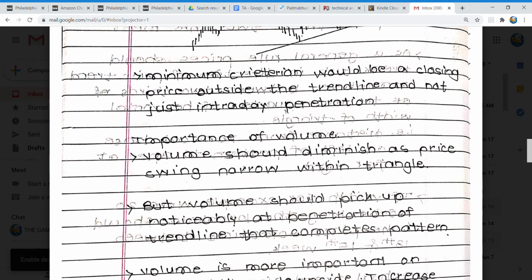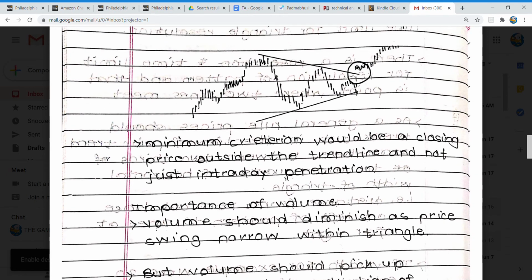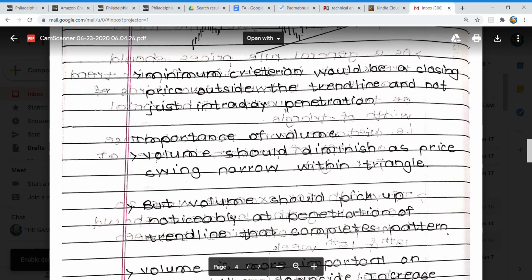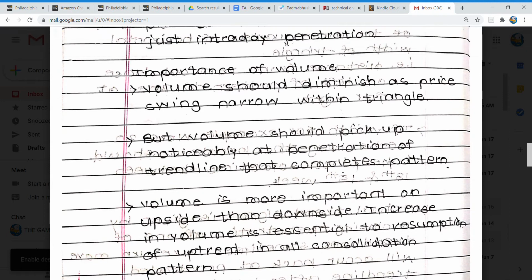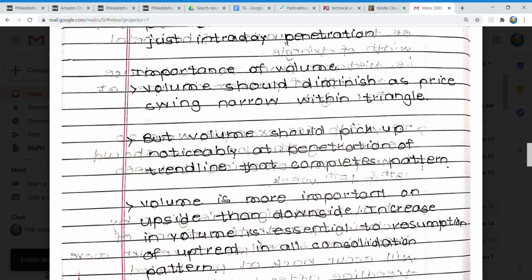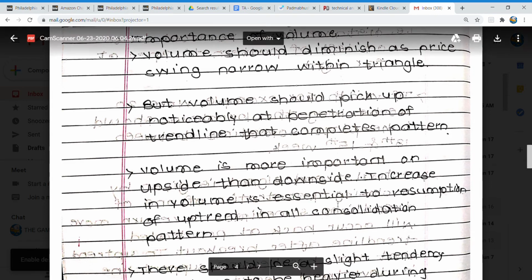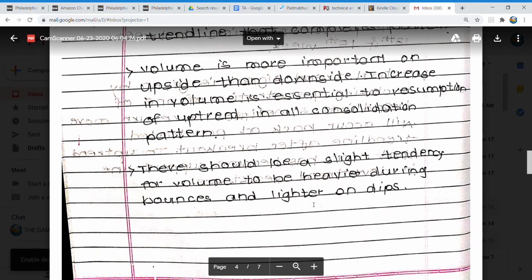Importance of volume. Volume should diminish as price swings narrow within the triangle, but volume should pick up noticeably at penetration of the trend line that completes the pattern. Volume is more important on the upside than the downside. An increase in volume is essential to resumption of an uptrend in all consolidation patterns. There should be a slight tendency for volume to be heavier during bounces and lighter on dips.